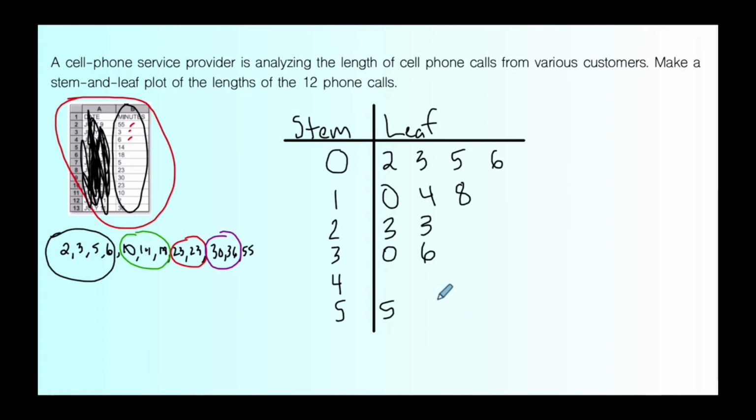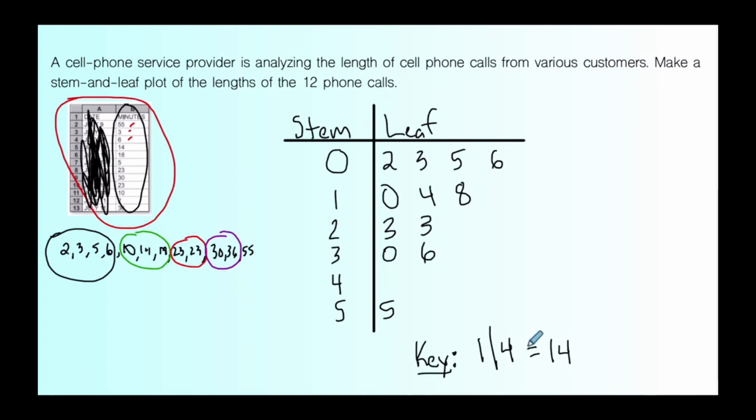One big thing that I am missing, and I'm going to go put it in there now, is a key. You should always have a key so that someone knows exactly what this stem and leaf plot represents. So I'm just picking one random number, 14, and the 1 separated by the vertical line there, and the 4 represents the number 14.